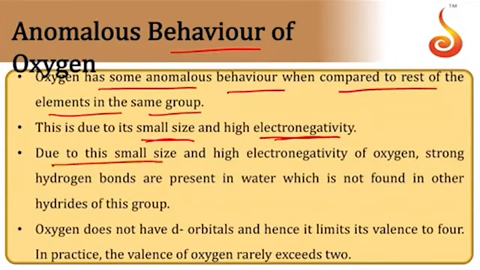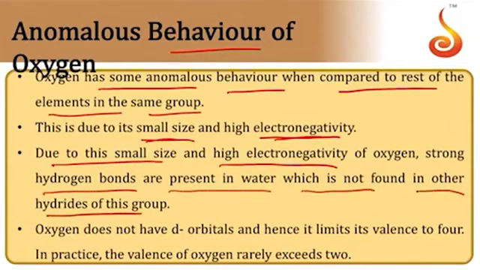Due to the small size and high electronegativity of oxygen, strong hydrogen bonds are present in water, which are not found in other hydrides of the same group. Because of high electronegativity, hydrogen bonds are present in water, whereas hydrogen bonding is absent in other hydrides of the same group. And oxygen doesn't have d orbitals, hence it limits its covalency to 4. In practice, the valency of oxygen rarely exceeds 2. So normally it restricts its covalency because of the absence of d orbitals.